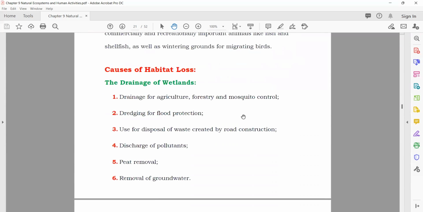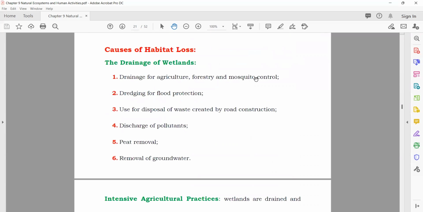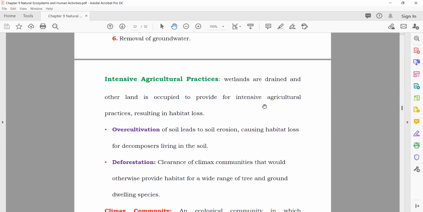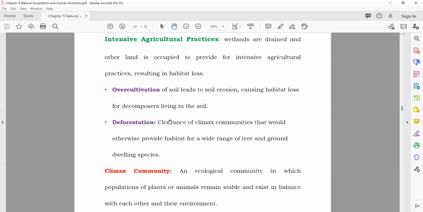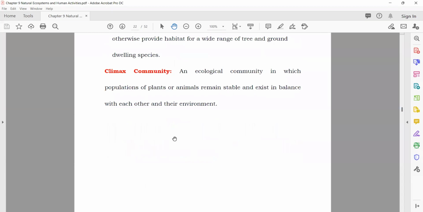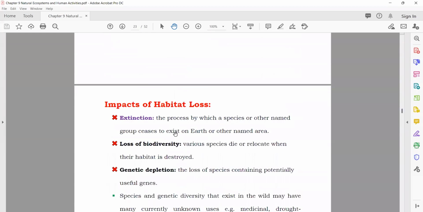Causes of the loss of habitat: sometimes the habitat is lost in the wetland. What is the reason for that? Drainage of the wetland. Water is drained from there for different purposes, maybe for forest, or for agriculture, or sometimes for mosquito control, or sometimes pollutants come there. So like this, there are different things. Intensive agriculture practice, over cultivation, deforestation, all these are known as reasons for loss of habitat.